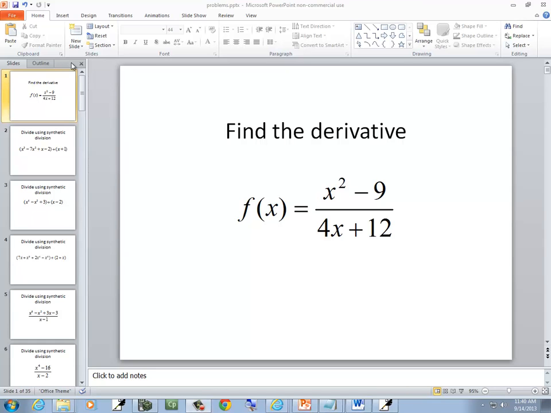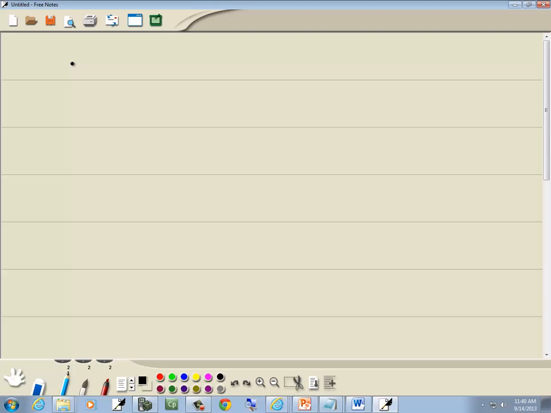In this problem, we want to find a derivative. So we've got f of x is equal to x squared minus 9 over 4x plus 12. Now, it appears to be the quotient rule, but we notice we can do some factoring.